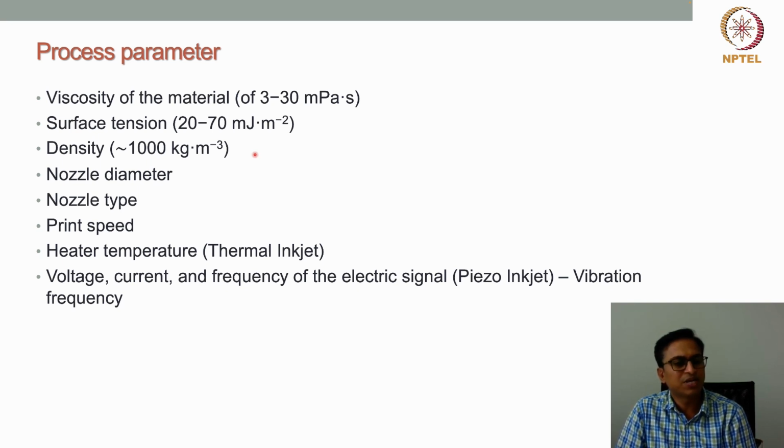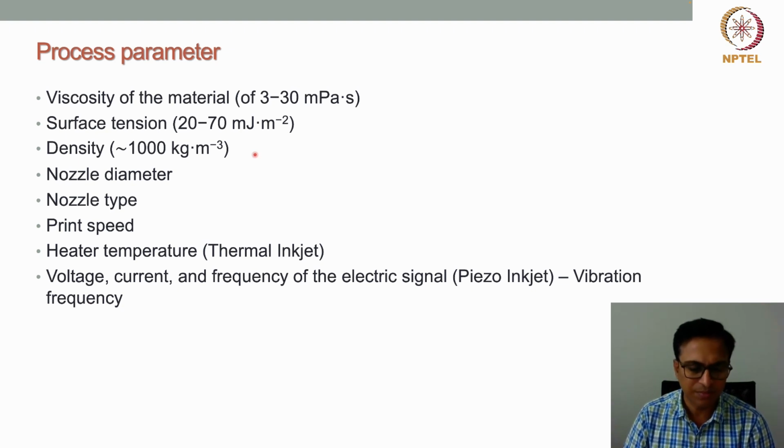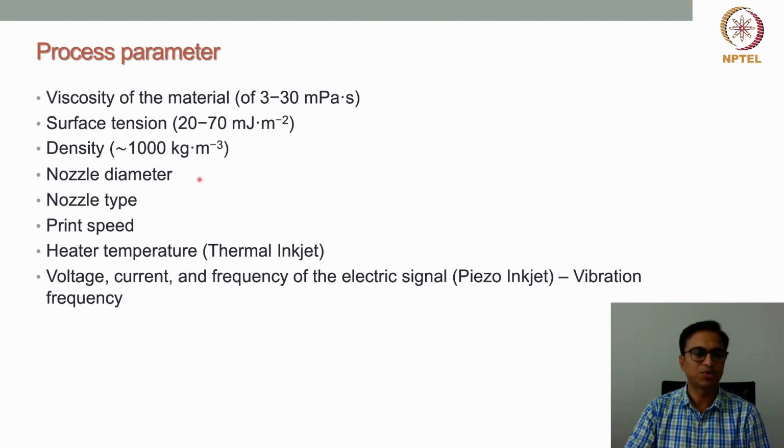But we need to remember another thing. If the nozzle diameter is decreased, we can produce very fine droplets, but there will be a high chance of nozzle clogging, right? So to prevent the nozzle clogging, the nozzle diameter is generally kept around 50 micron. It is not kept below that. But nozzle diameter is an important process parameter, and we can change the nozzle diameter and produce different size droplets.